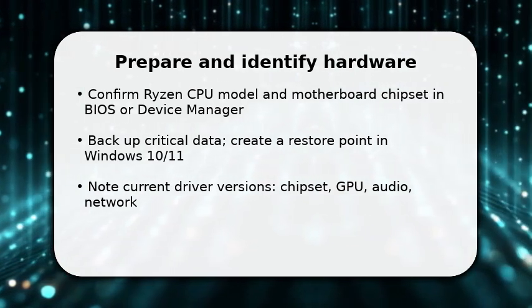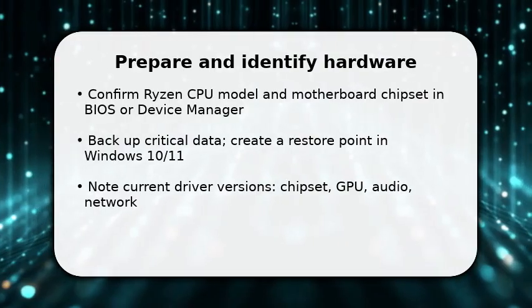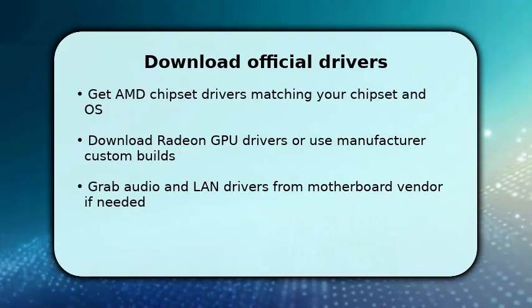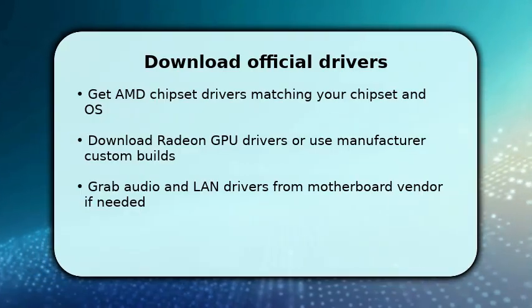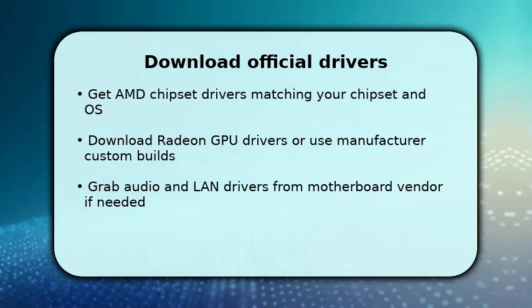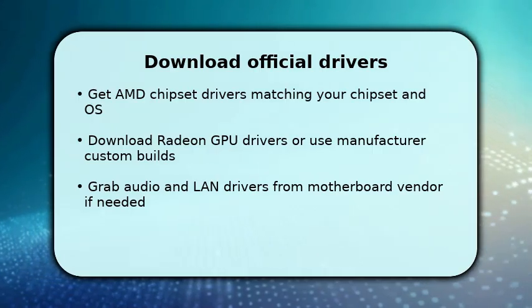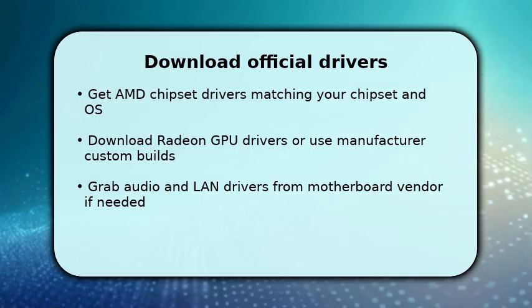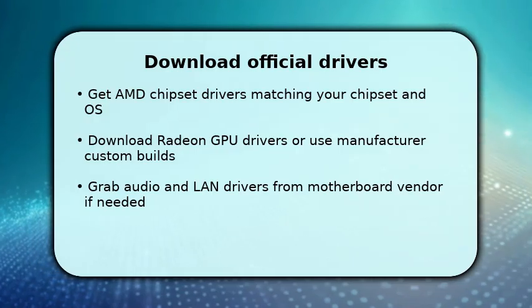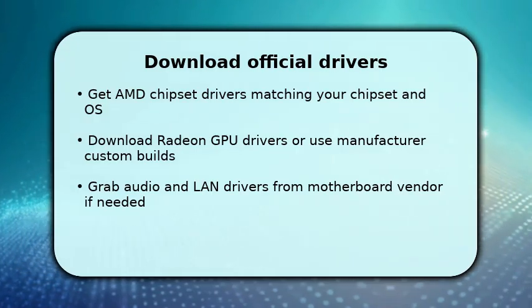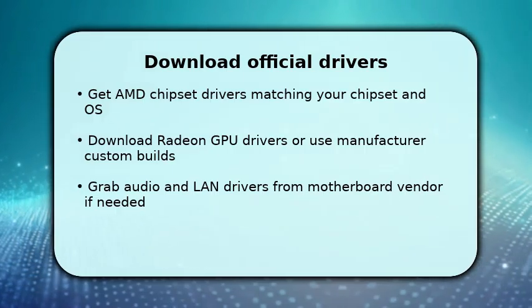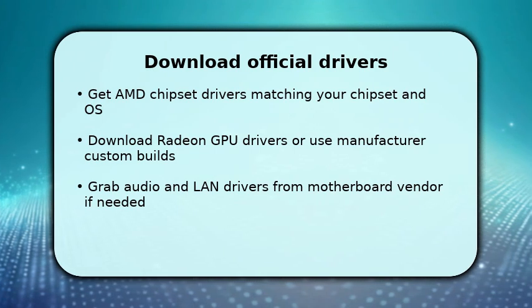You now fetch the correct packages from official sources to avoid conflicts. Open AMD's site for chipset and Radeon drivers or your motherboard maker's support page for customized audio and LAN drivers. Make sure you pick the exact OS version and 32/64-bit architecture. Mismatches cause failures. Once downloaded, run installers one at a time, following prompts and restarting when requested. If an installer offers an express versus custom option, choose custom.